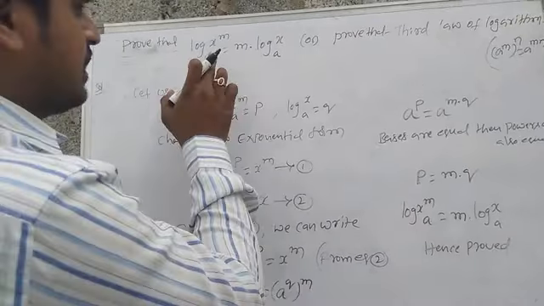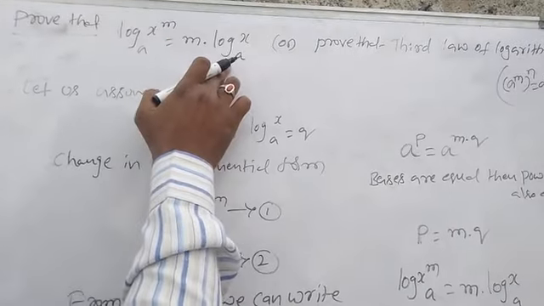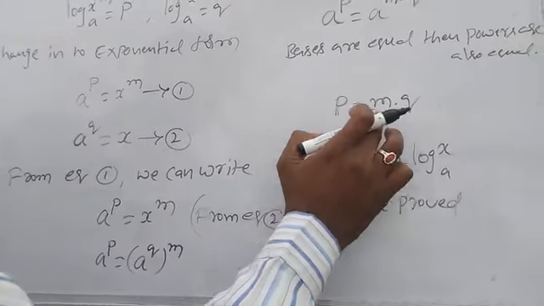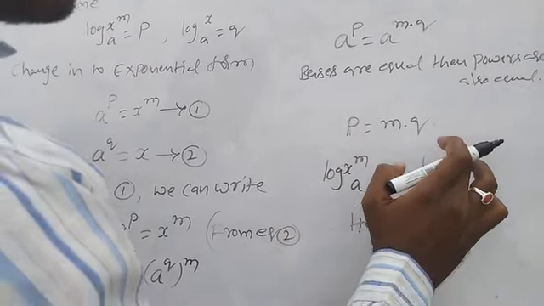What is the third law of logarithm? Log of x to the power of m to the base a is equal to m into log of x to the base a. This is the proof also.